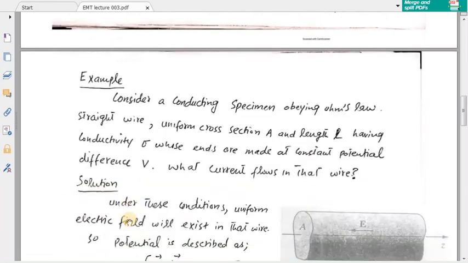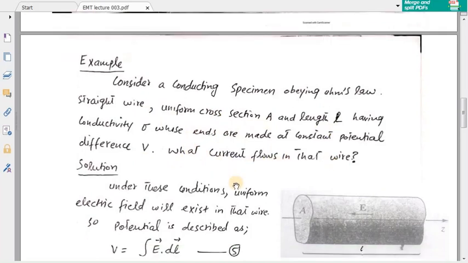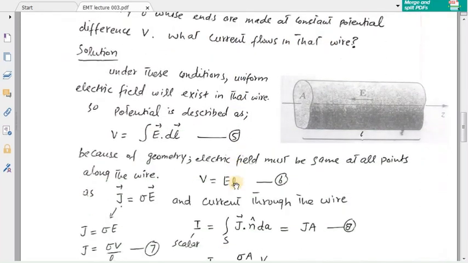Let us consider an example. Consider a conducting specimen obeying Ohm's law, a straight wire with uniform cross-section A and length L, having conductivity sigma, whose ends are held at a constant potential difference V. What current flows in that wire? Now come to the solution. Under these conditions, a uniform electric field will exist in the wire, so the potential is described as V is equal to the integral of E dot dl.